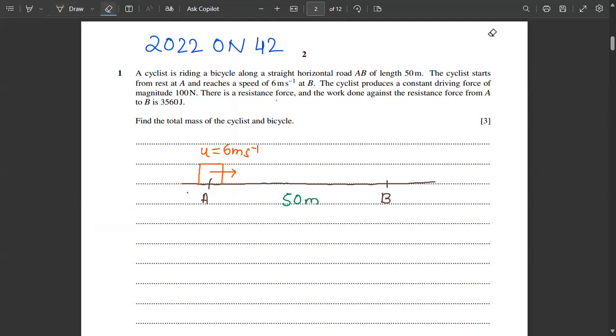No, here they mentioned that the cyclist starts from rest. So that means the initial velocity is 0 meter per second and reaches a speed of 6 meter per second at B. So when it is at B here, it reaches a speed of 6 meter per second.